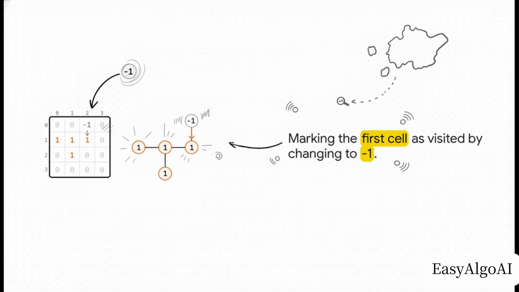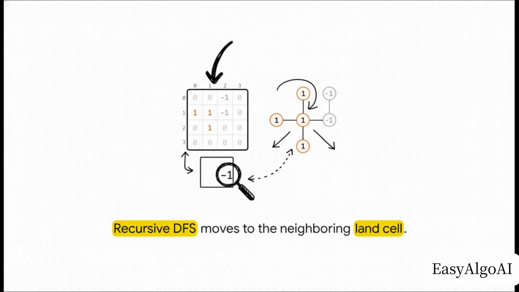We kick off our depth-first search, or DFS for short, at that first cell, 0, 2. We immediately mark it as visited by changing it to a -1. Now, we look around 4-directionally. The only neighboring land cell is directly below it at 1, 2. So, our algorithm steps down to 1, 2. Following our golden rule, we immediately mark this new cell as -1.